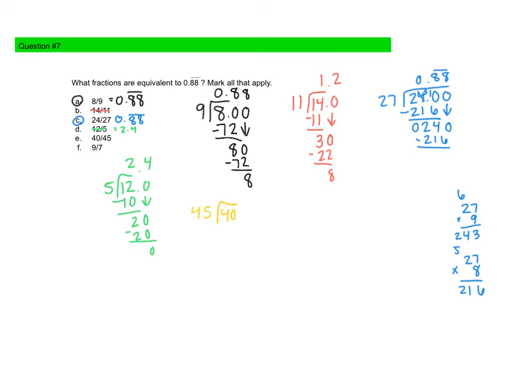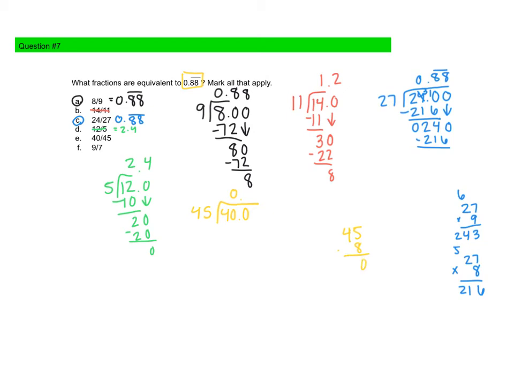Well, 45 will not go into 40. 45 going into 400, I'm just going to guess 8 because I'm trying to see if it matches this. So if it does, I'll keep going. If it doesn't, if it's a different number, then I'm going to stop right there because I need to get an 8. So 45 times 8. Let's see what it comes out to.